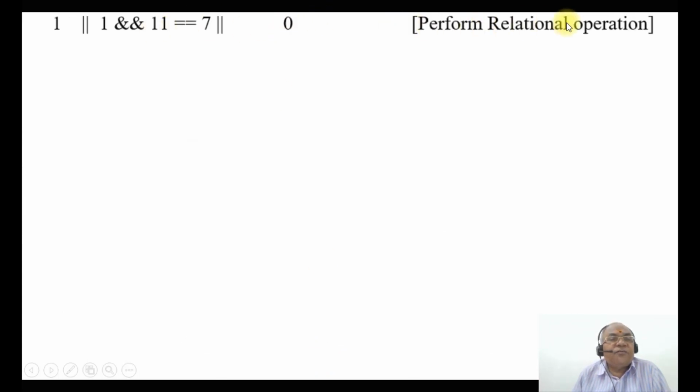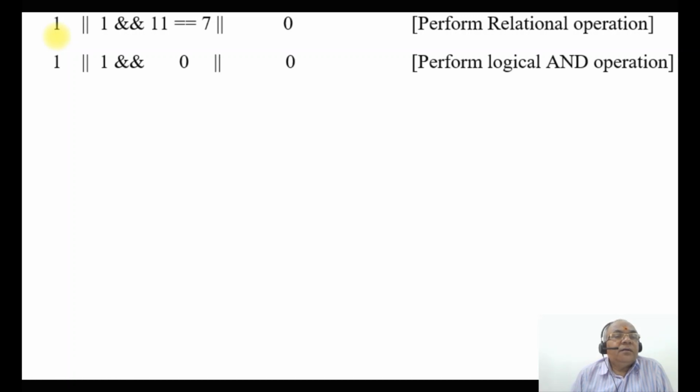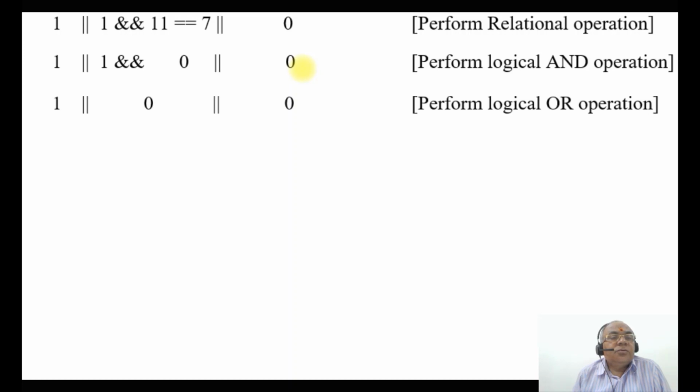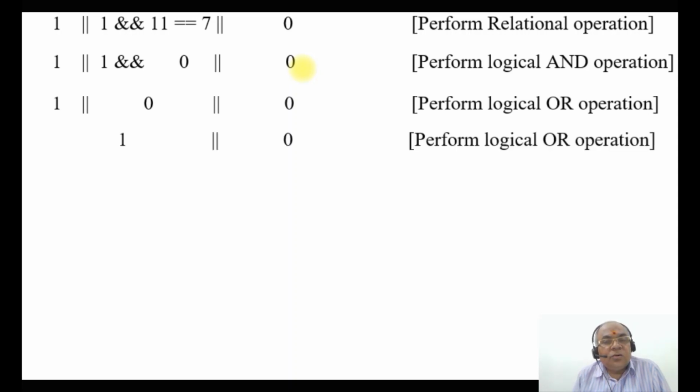Then the relational operation is performed. Here the relational expression is 11 is equal to 7. No, so 0. Then perform the logical AND operation. 1 and 0 is always 0. Then perform logical OR: 1 or 0 is always 1. So the result is 1.